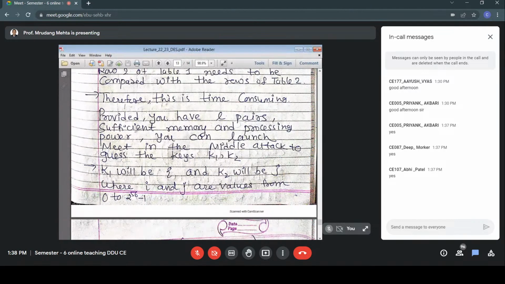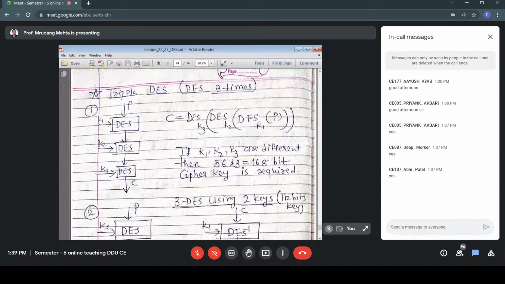High performance computing is a separate branch of computer science. Usually in scientific applications and these network security attacks, these high performance computers are used. So K1 will be I and K2 will be J, where I and J are values from 0 to 256 minus 1. Like 2DES, there is another concept called 3DES.